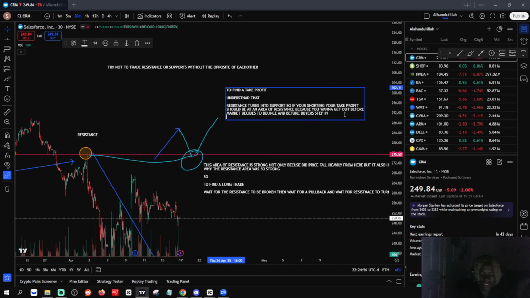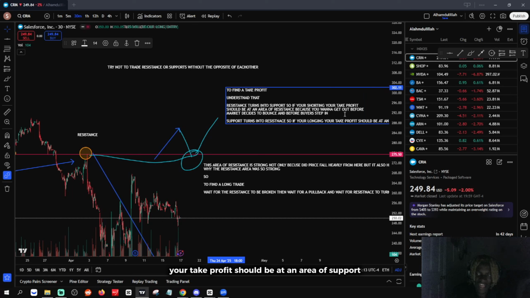But if you're longing, support turns into resistance. So if you're longing, your take profit should be at an area of support, because you want to get out before the market decides to dump and sellers step in.